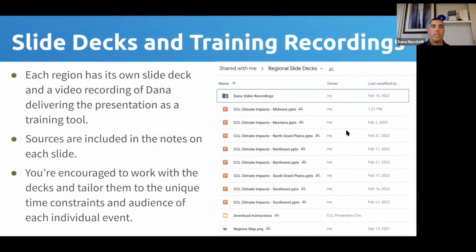And so each of these regions has its own slide deck now. They are available in a Google Drive, and you can get to them via community. And Brett, I think, is going to share the link to that. Thanks, Brett.